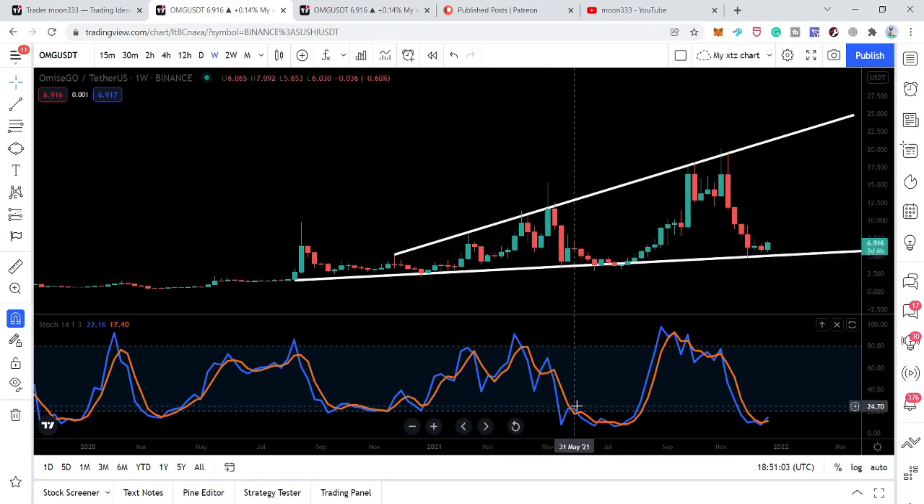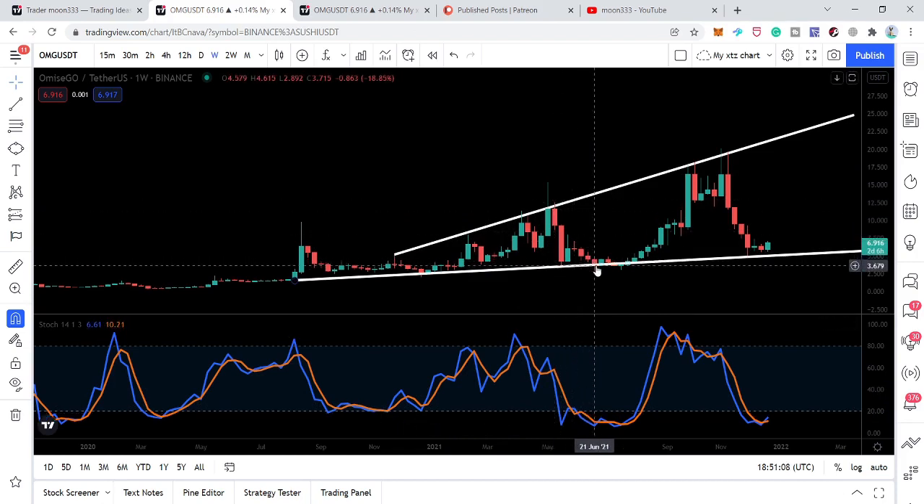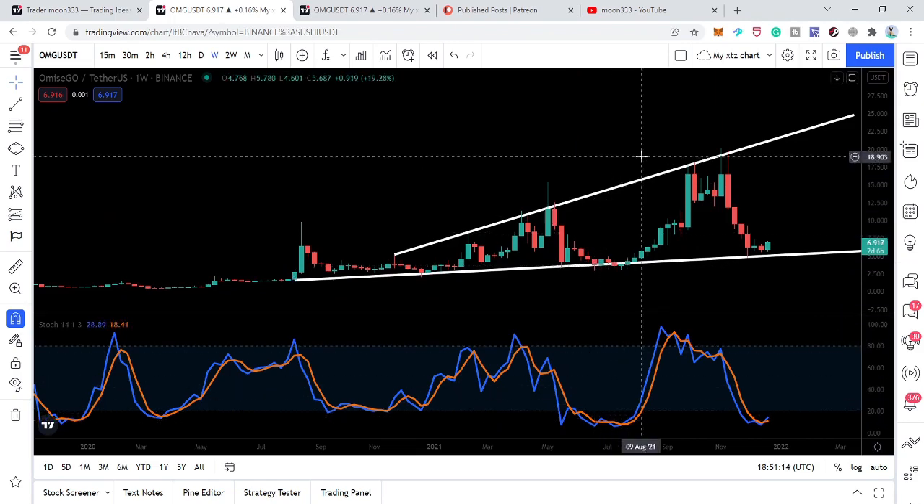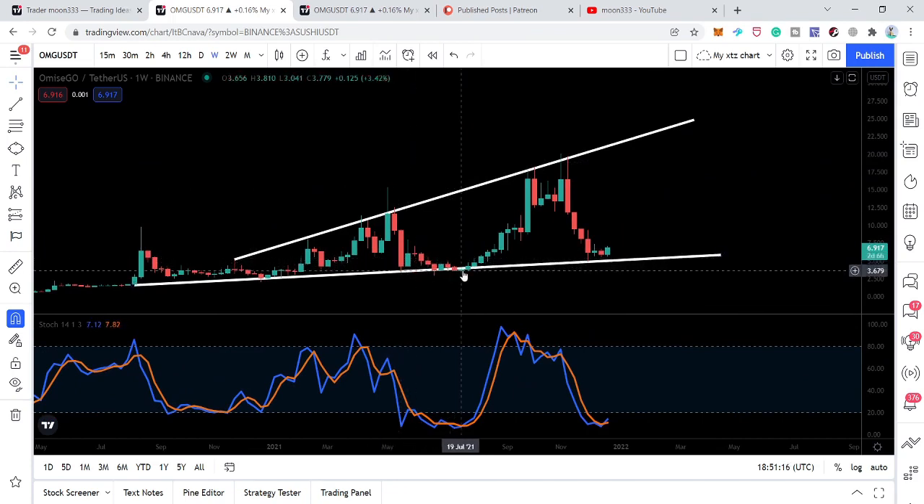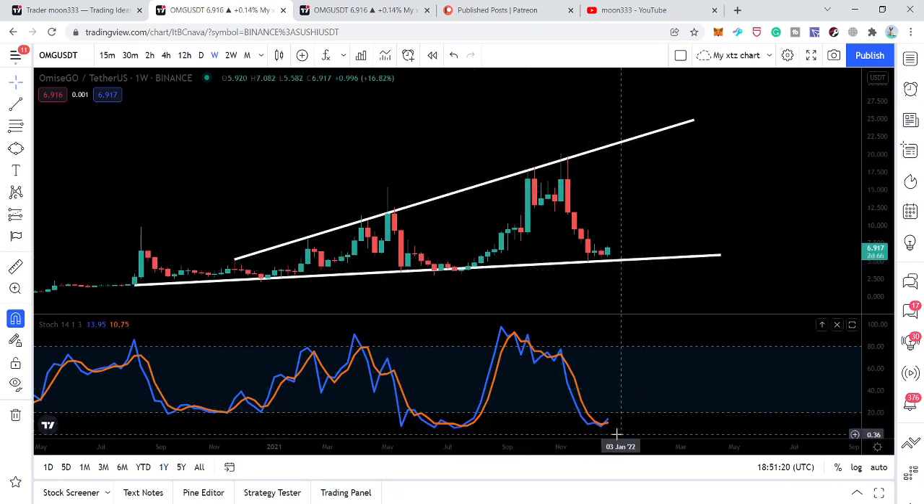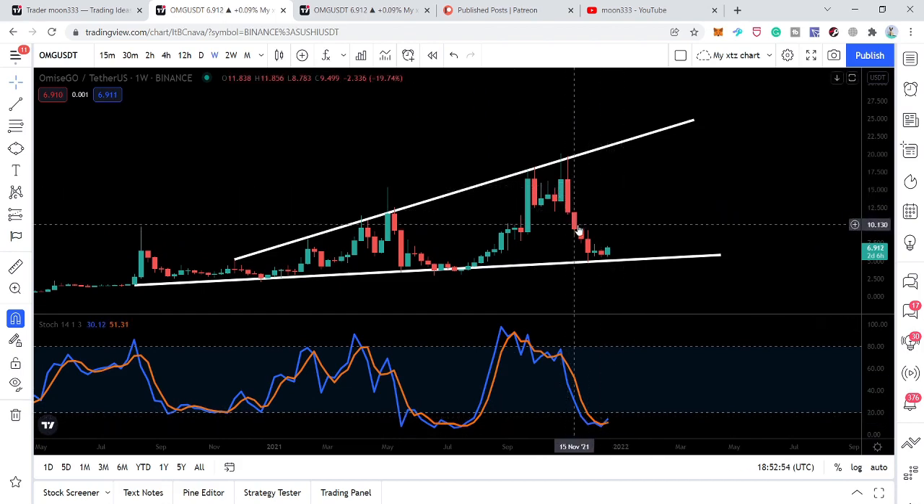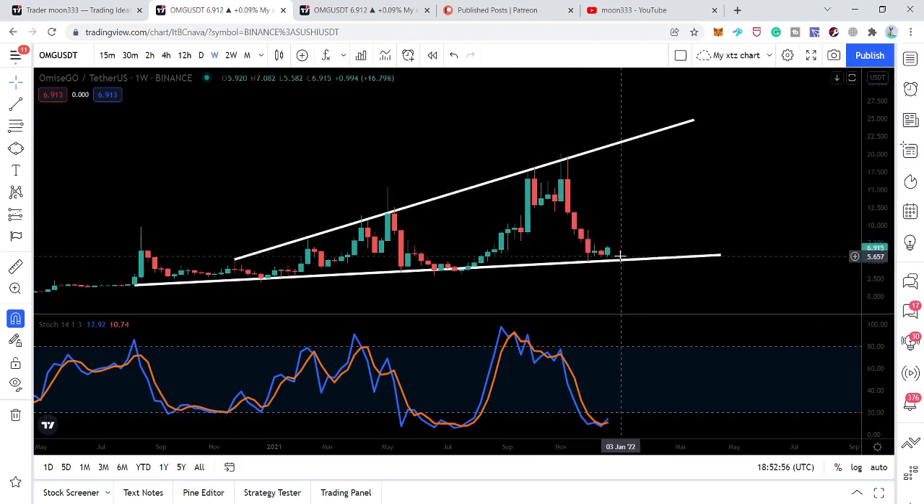This time the stochastic entered the oversold zone again, and the price line again touched the support of this broadening formation. Again we received a buying signal by the stochastic, and the price line after this sideways move started a very big reversal move. Now we have again received the buying signal, like this blue line of the stochastic has crossed up this orange line, that is the buying signal from the oversold zone, and the price line now may move sideways here, or it will start a reversal move very soon.